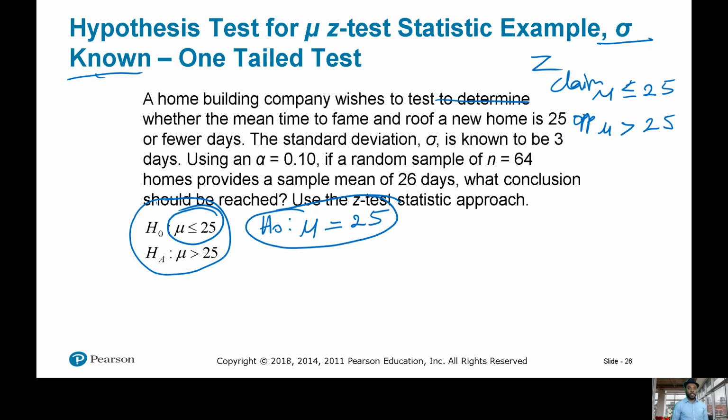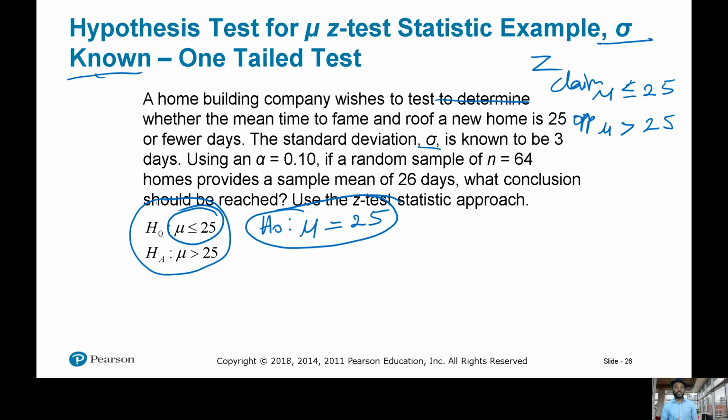Now, what are we given in this question? We're given the standard deviation, sigma, is known to be 3 days. Alpha is 0.1, n is 64, and a sample mean of 26 days. So that is our x bar. So what conclusion should be reached? Should we reject the null hypothesis, or do we fail to reject the null hypothesis?